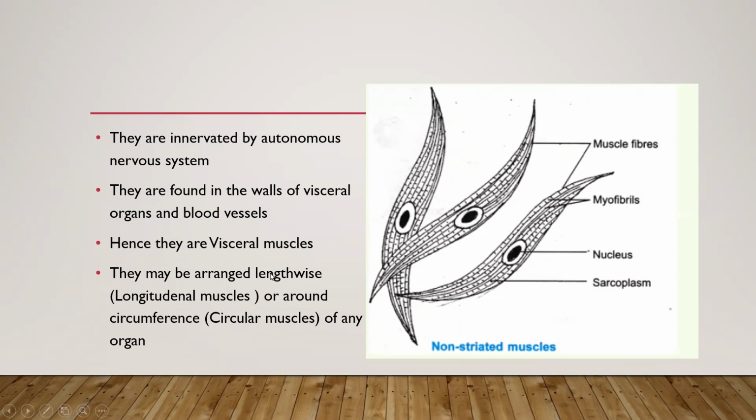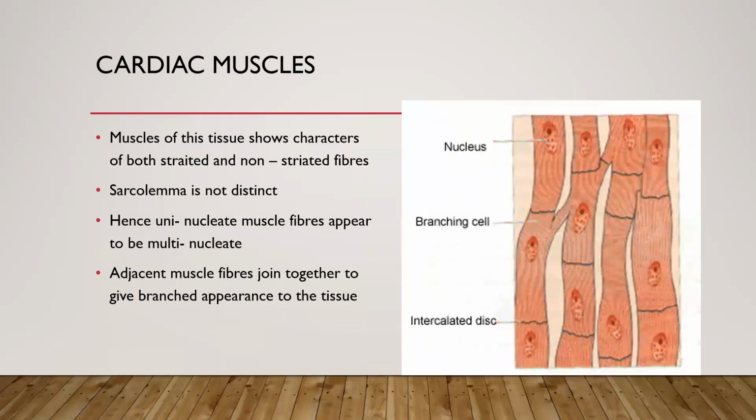They may be arranged lengthwise, that is longitudinal muscles, or around the circumference, that is circular muscles of any organ. In any organ, they can be found either lengthwise, in the form of longitudinal muscles, or in the form of circular or circumference, and hence they are called circular muscles of any organ. Next type of muscle we are going to study is cardiac muscles.